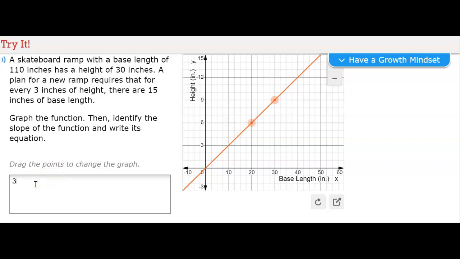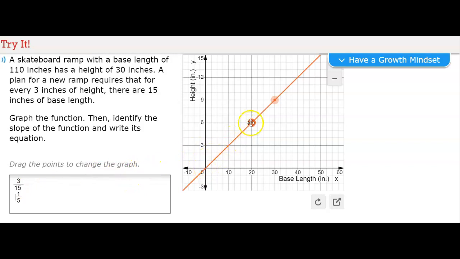So our slope would be 3/15, which simplifies to 1/5. So our slope would be 1/5.